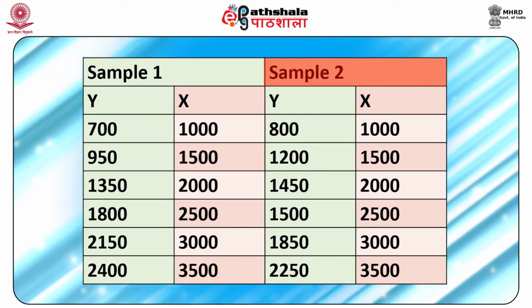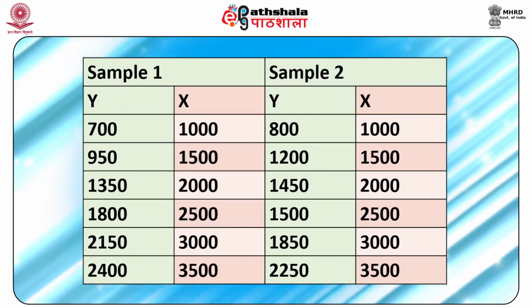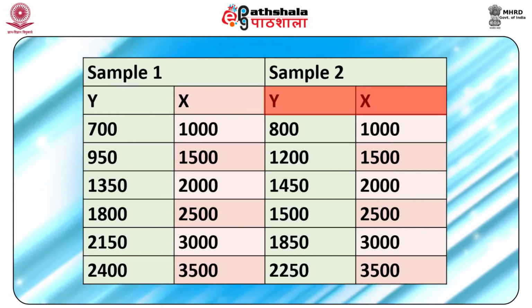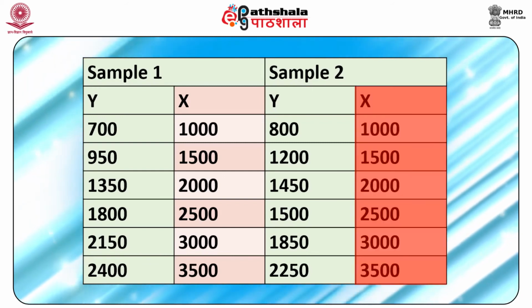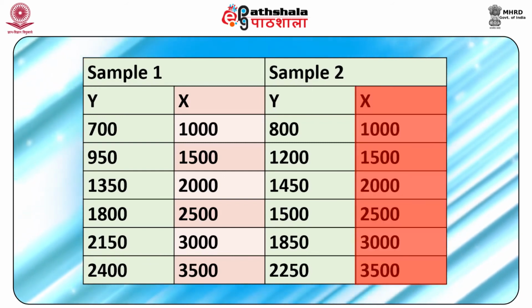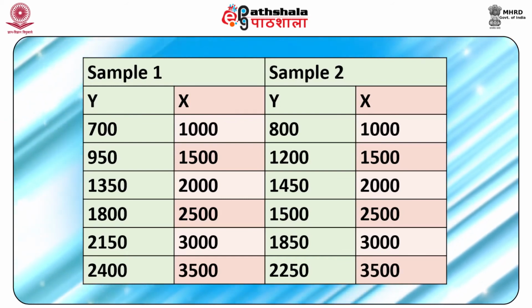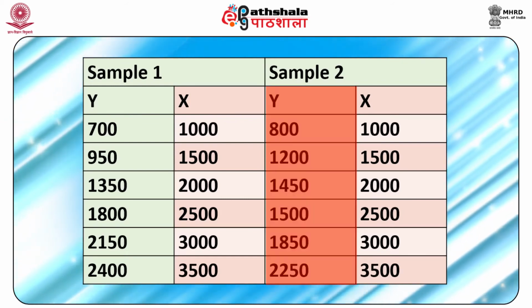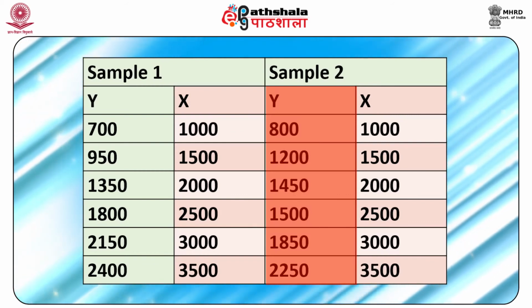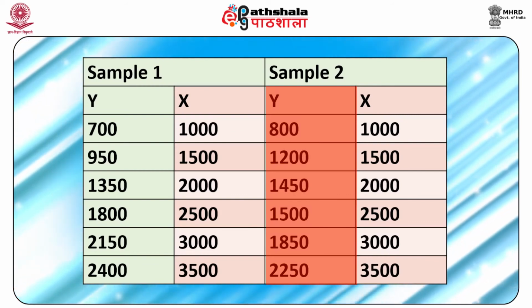The second sample consists of again the expenditure denoted by y and income denoted by x. The income levels are the same, 1000 to 3500, which means we have kept income fixed, but the values of expenditure, which is y, are now different and range from 800 to 2250.